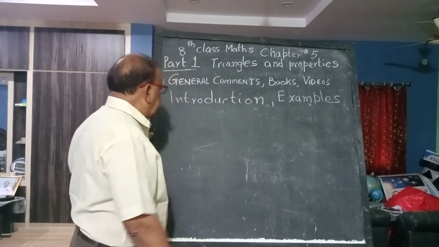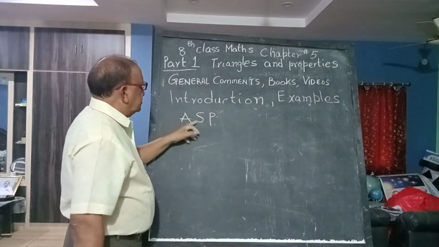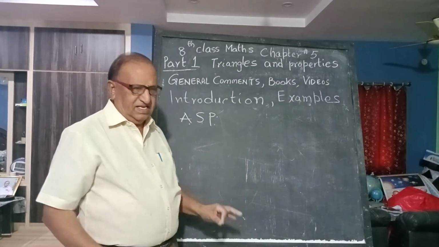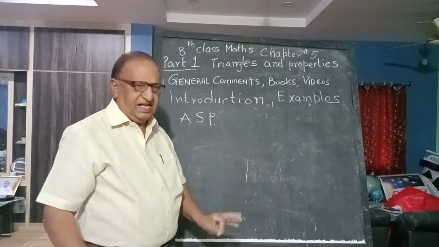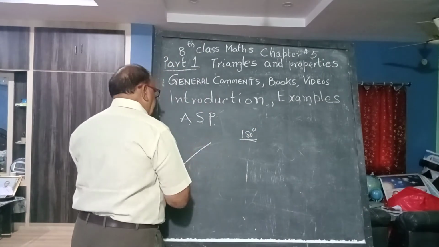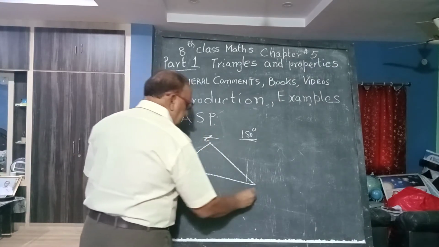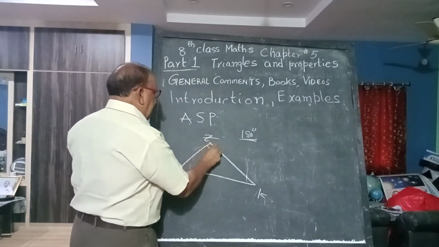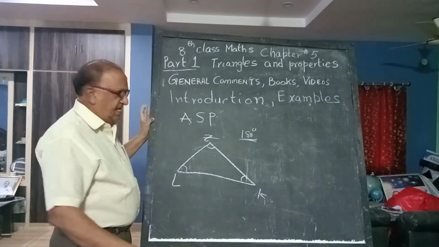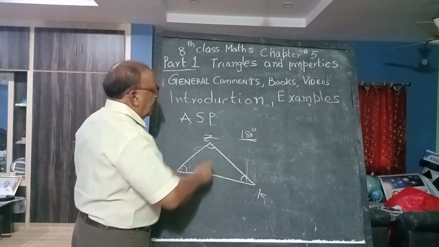The third property is angle. This is called angle sum property, ASP. What it means is, the sum of the interior angles of a triangle is equal to 180 degrees. So if you take a triangle ZLK, this is angle Z, this is angle L, and this is angle K. These are the interior angles, because this is one side, this is another side, this is the other side. The angles are inside, not outside.